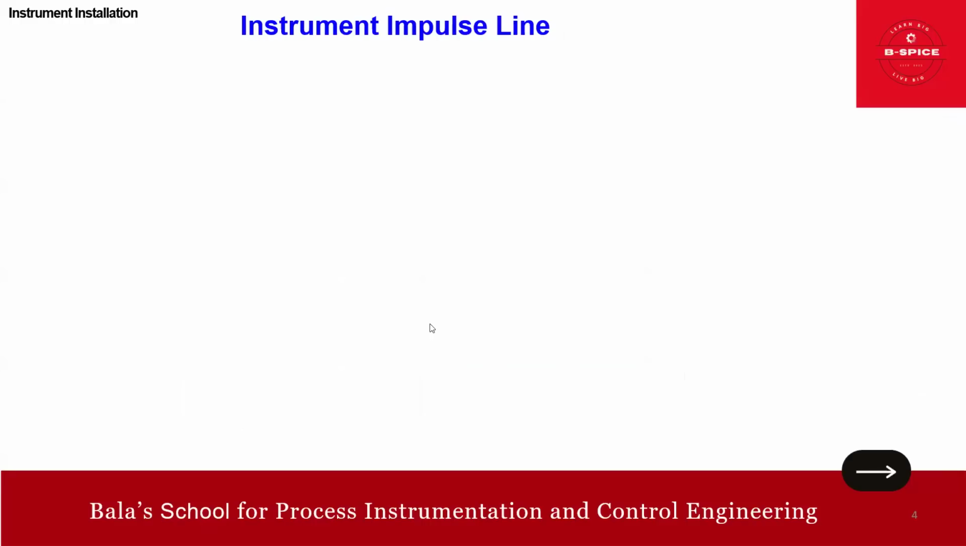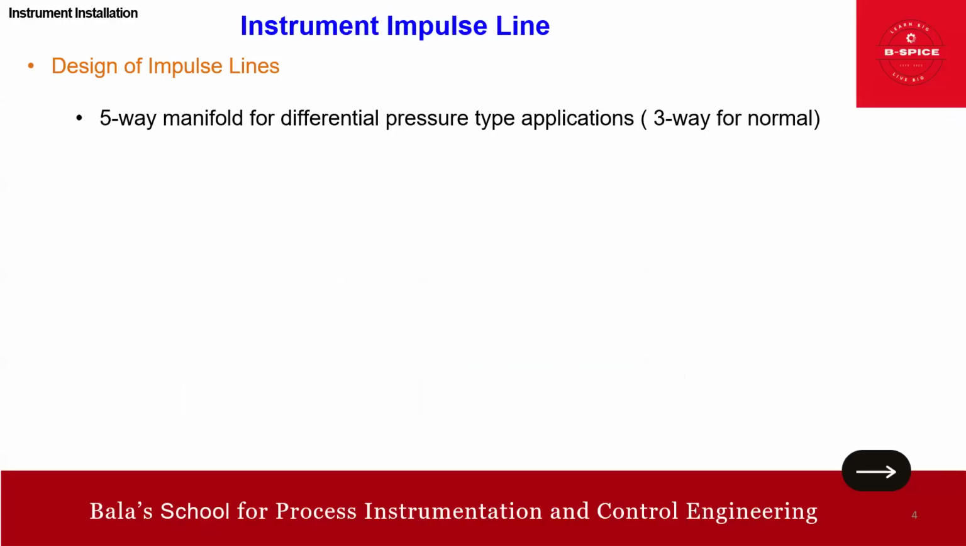Okay. Now, design of impulse line. You know, for differential type, we use a 5-way manifold, right? And for normal, we use a 3-way, right? So a drain or vent plug shall be provided in all impulse lines. That one also we should watch out for. Friends, in fact, I uploaded a video on hookup also. If you are a member, you can easily view that. It's a hookup for all types actually. This is on top of this.